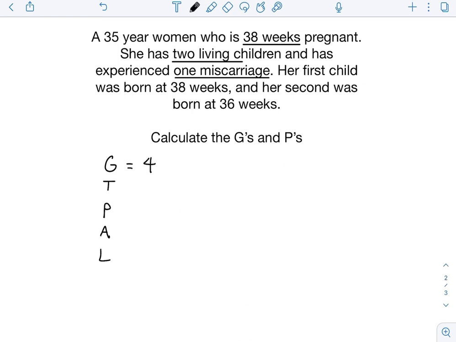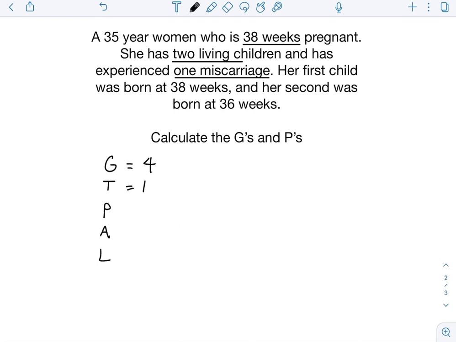Now let's go ahead and move on to term. So for term, this is going to be deliveries after 37 weeks or greater than 37 weeks. And let's go ahead and look at this. Okay, well, she's pregnant now, and she's had 2 successful deliveries in the past, and we see that 1 was born at 38 weeks, but the other was born at 36 weeks. So there we go. We know that for our term, we have 1.